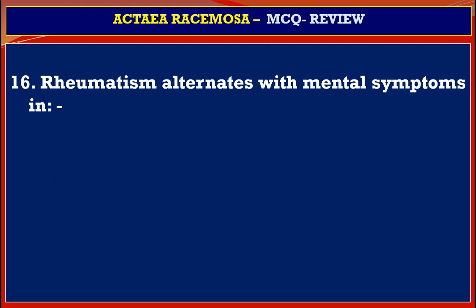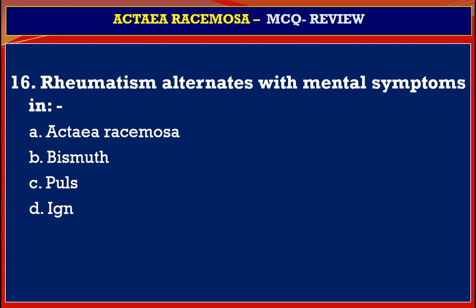MCQ number 16. Rheumatism alternates with mental symptoms is found in A. Actaea racemosa, B. bismuth, C. pulsatilla, and D is ignatia. And the answer is A. Actaea racemosa.